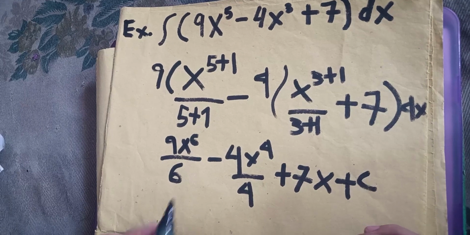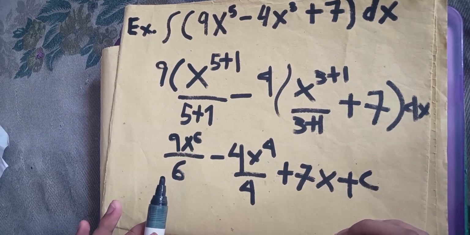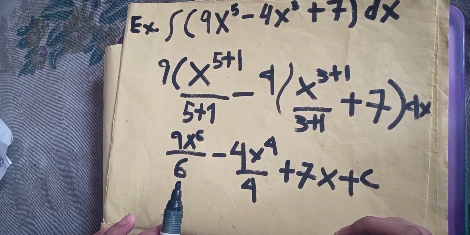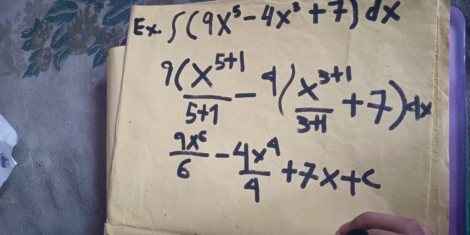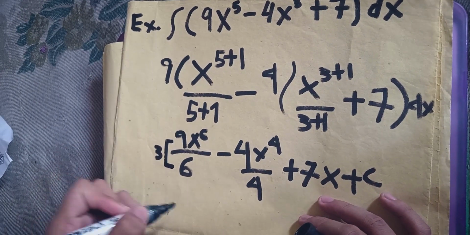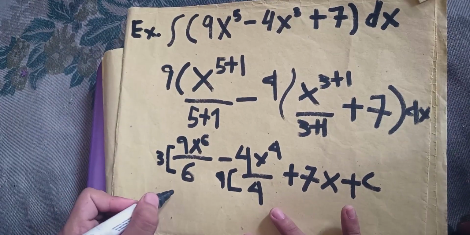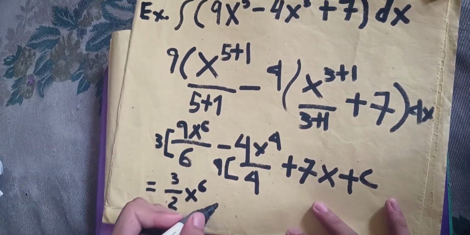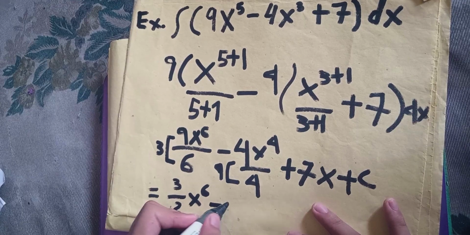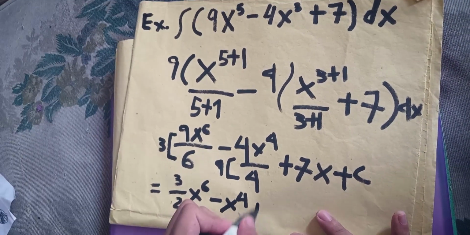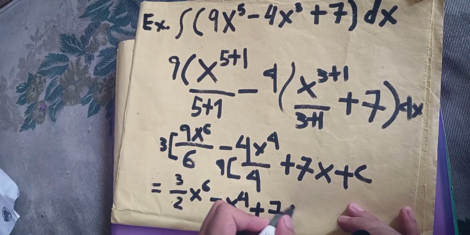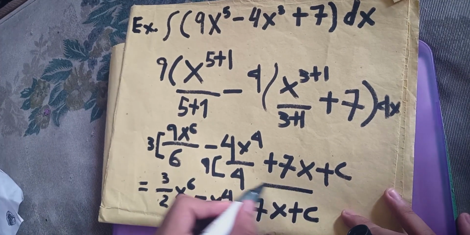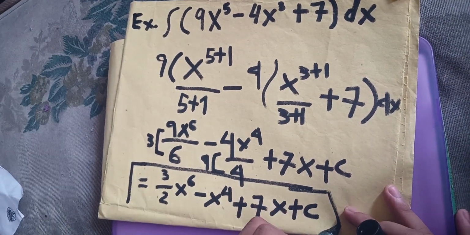For example, this 9x to the 6th power over 6 can be divided by 3, and the 4x to the 4th power over 4 can be divided by 4. Plus 7x, then don't forget to write the constant. So this is our final answer.